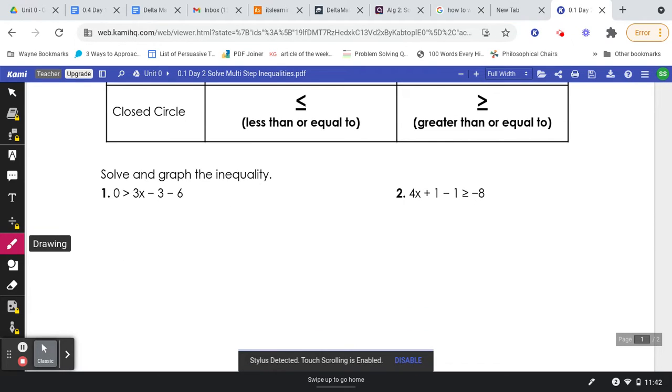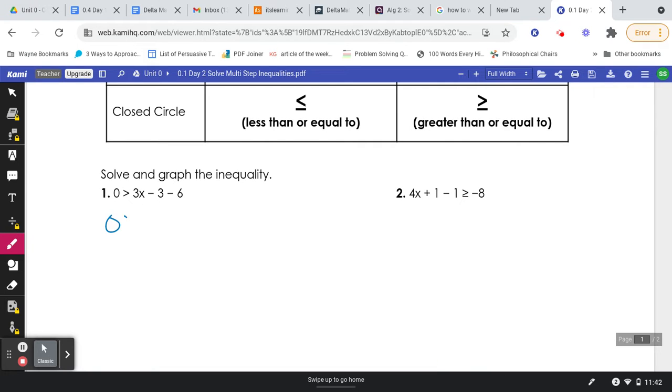So the first problem says solve and graph the inequality. So I'll start by combining like terms on the right-hand side. I'll put these two together to make a -9. I'll add 9 to both sides. And then divide by 3.